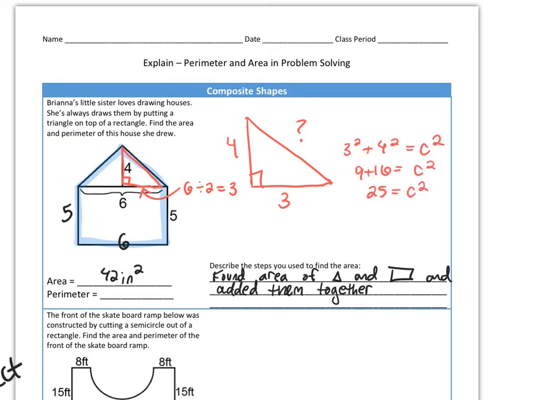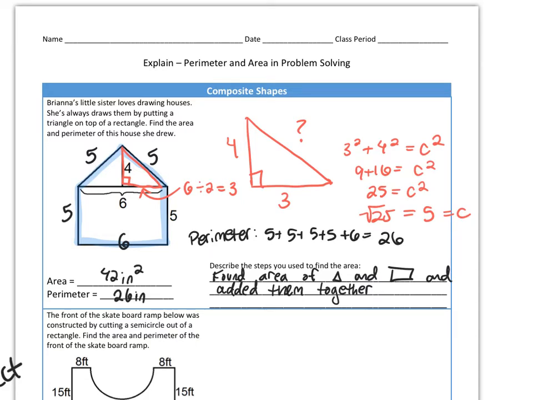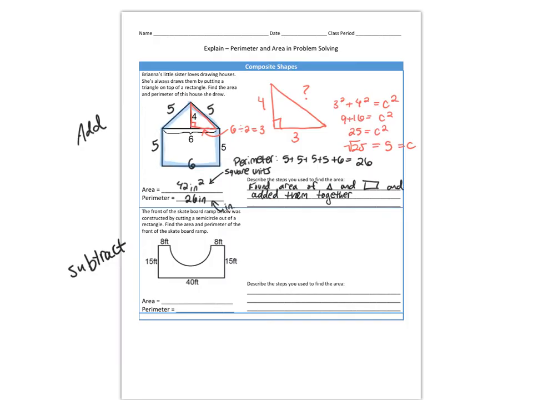So here I end up with 25 equals my hypotenuse squared, and the square root of 25 is going to equal 5. So that's C, that's my hypotenuse. So it looks like this is 5 and this is 5, and now I can find my perimeter. Adding together all of my side lengths, I get 26 inches. So one thing I want to point out is that my area is in square units because it measures a flat two-dimensional space, and my perimeter is just in inches because it's measuring a length.